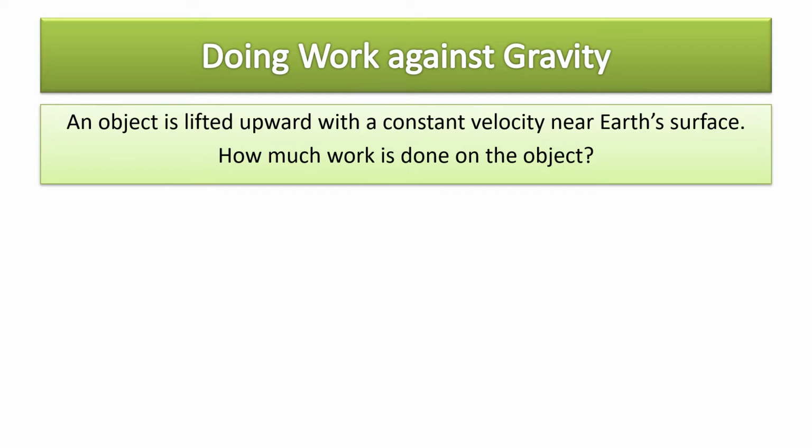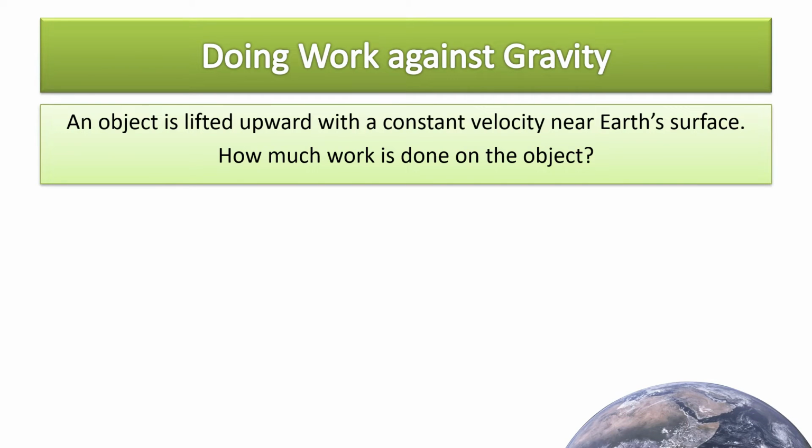Let's see how those play into doing work against gravity. So you're lifting an object upward with a constant velocity near Earth's surface. We've seen scenarios like this in word problems before. It says how much work is done on the object, and we've kind of been dancing around it. I just say, okay, you're exerting a force that's equal to the weight of the object because you're moving at a constant velocity. All right, so you're doing work. You're going to exert a force. Look at this person. They're going to work really hard. They have to exert a force over a distance. So they are doing work.